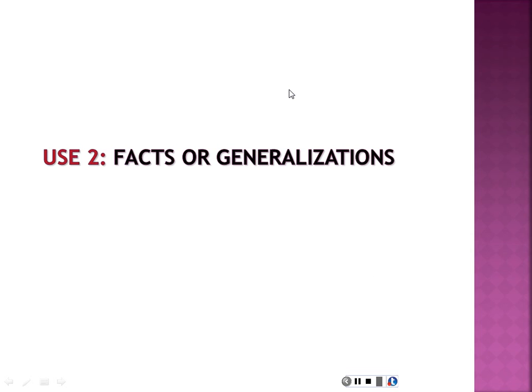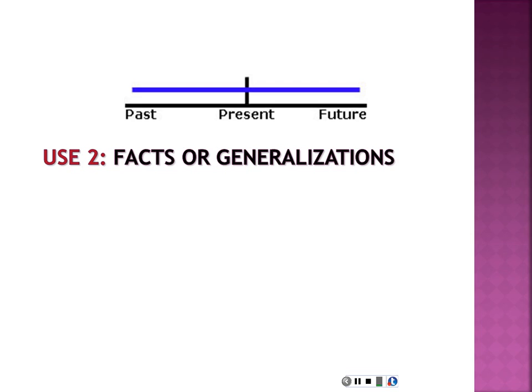Now the next slide, the next page. Okay. Here we go. The use number 2, facts or generalizations. Facts or generalizations, as we said, حقائق وتعميمات. So a fact is something that is always true. الحقيقة هي شيء دائما صحيح, whether it is in the past, before, in the past, whether it is in the present, في الوقت الحاضر, or in the future. It's always true. Fact.